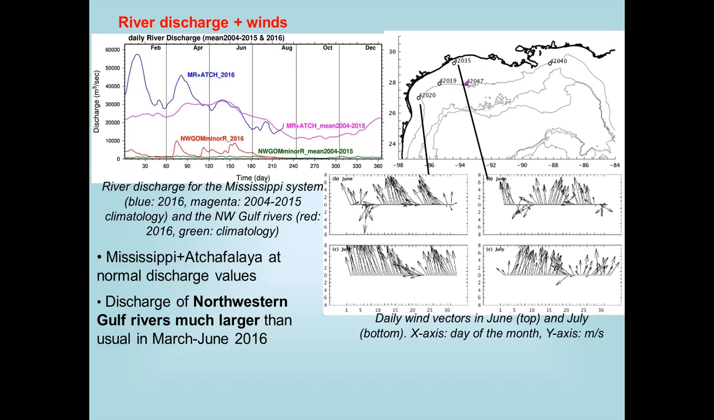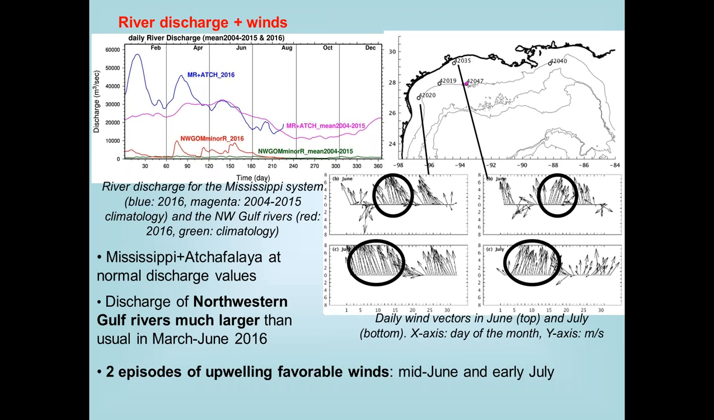Associated with that are wind patterns. I'm showing here the wind vectors at two locations, one close to the Mexican border and one close to Galveston. And we see that in mid-June there was an episode of intense northward winds. And in Galveston, these winds were more north-eastward, which means more aligned with the coast, and this type of wind is favorable for upwelling. And more importantly, in early July, there's a very marked episode of northward, southerly winds along the coast and southwesterly winds in the Galveston area. So those two episodes were really favorable for upwelling and offshore transport of coastal waters.